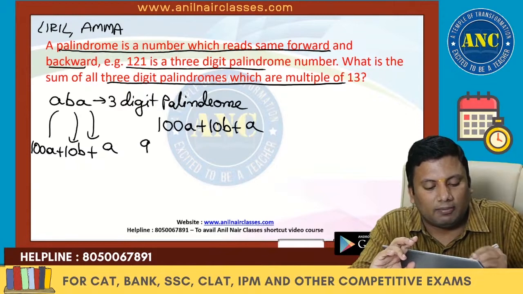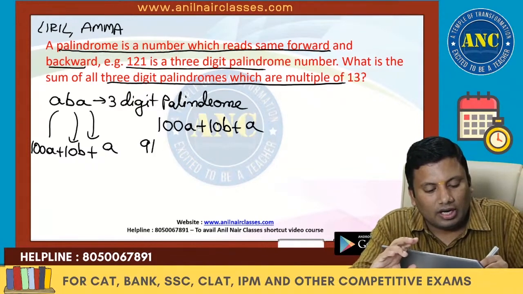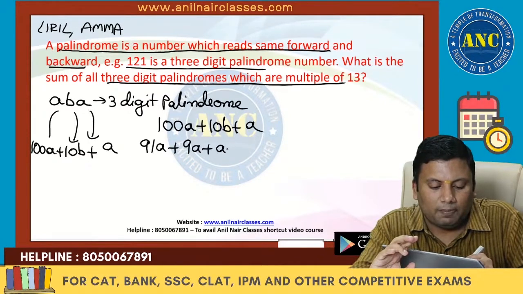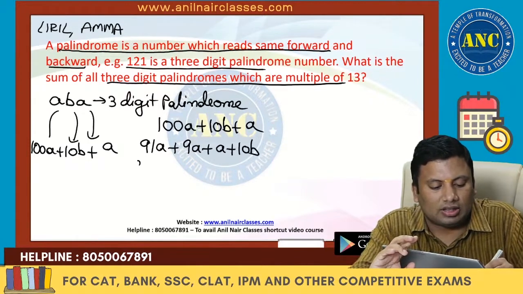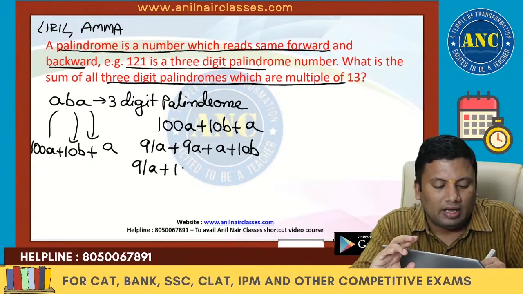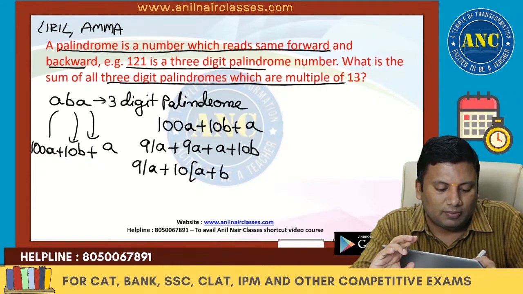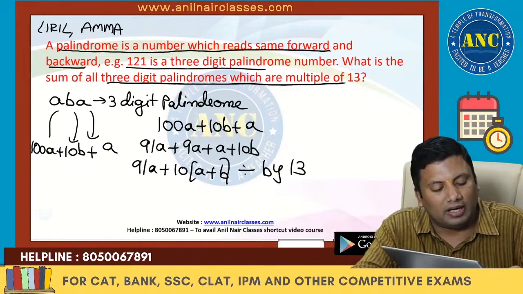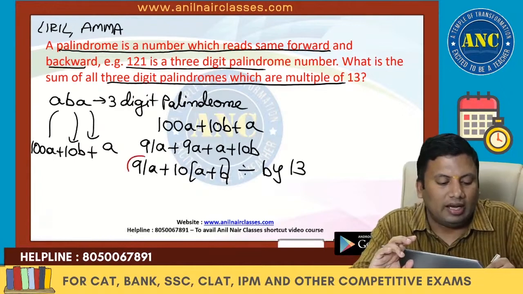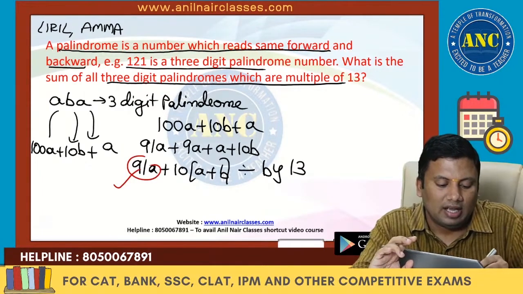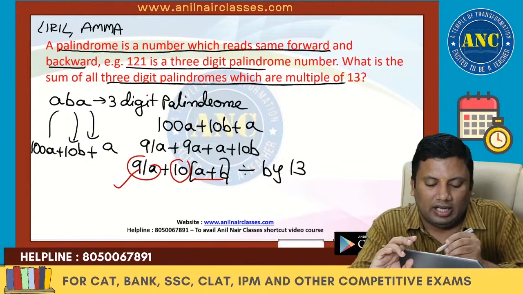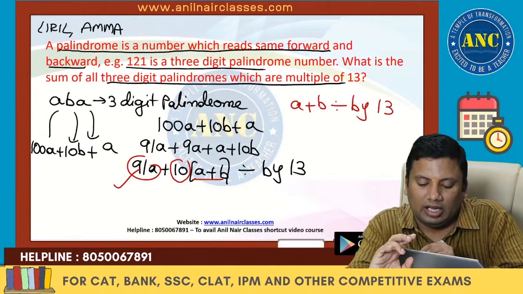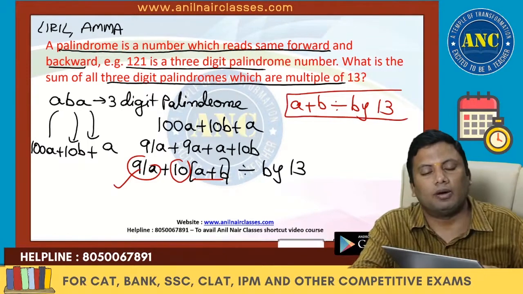This is nothing but 91A plus 9A plus A plus 10B. This is nothing but 91A plus 10 into (A plus B). And it is divisible by 13. Now if you observe, 91 is divisible by 13, 10 is not divisible by 13. Conclusion: A plus B should be divisible by 13.